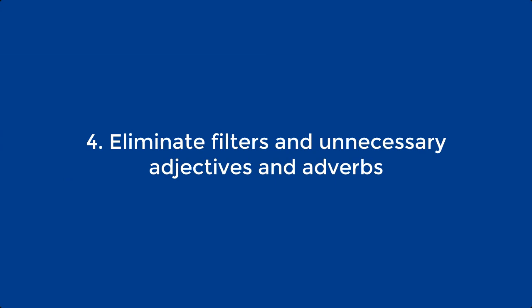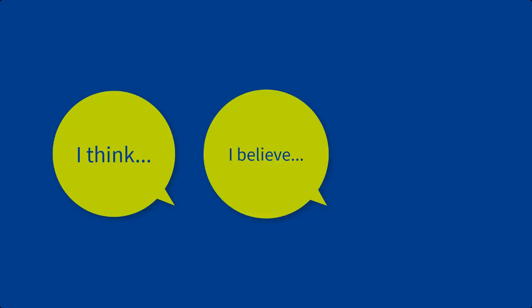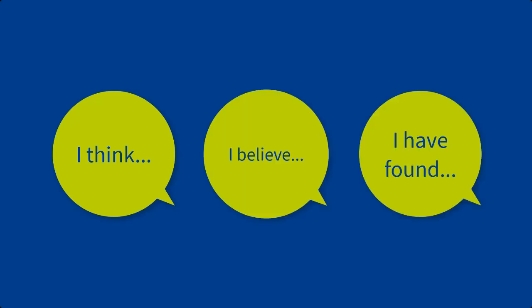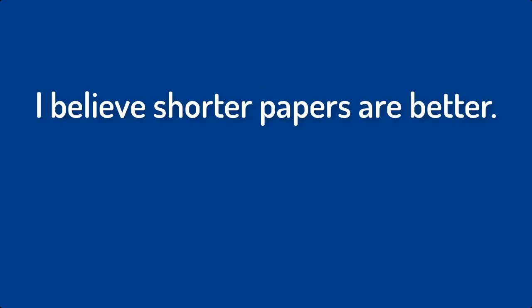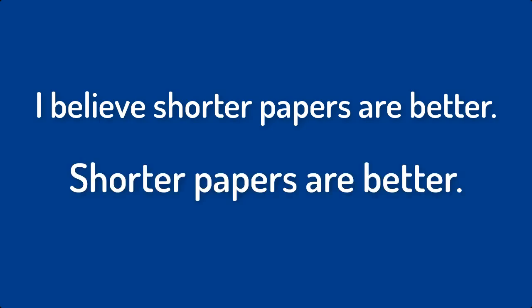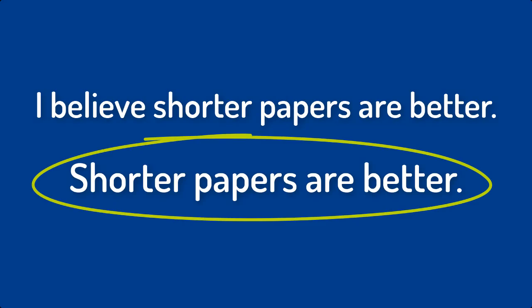4. Eliminate filters and unnecessary adjectives and adverbs. Filters are things like I think, or I believe, or I have found. These are unnecessary. You're the author of the paper, so people know it's your thoughts, unless you're citing someone else. When you cut these out, your sentences appear stronger anyway. Take a look. I believe shorter papers are better, or shorter papers are better. The latter sentence sounds more confident and authoritative.